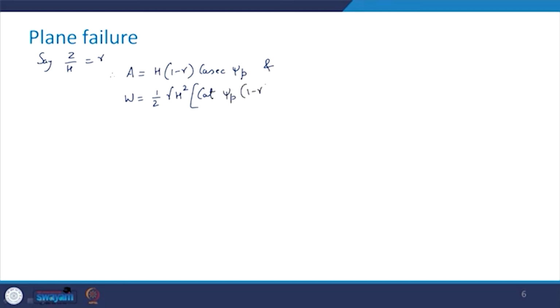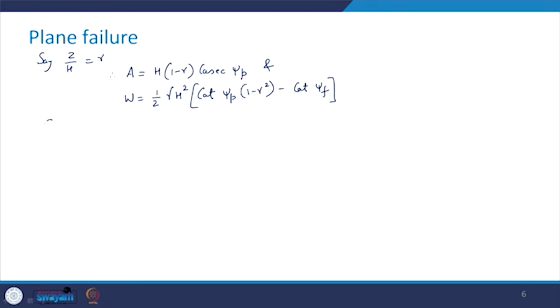Now, I assume that z upon h is equal to r. So, therefore, the contact area A is written as h (1 minus r) cosec psi p, and weight W can be written as half gamma h square (cot of psi p (1 minus r square) minus cot of psi f).